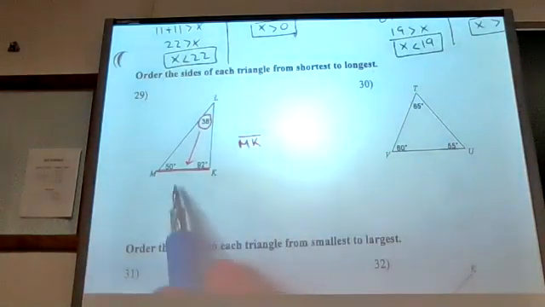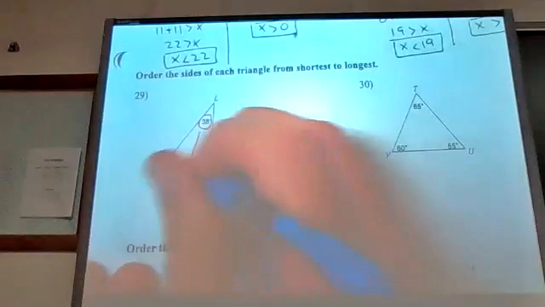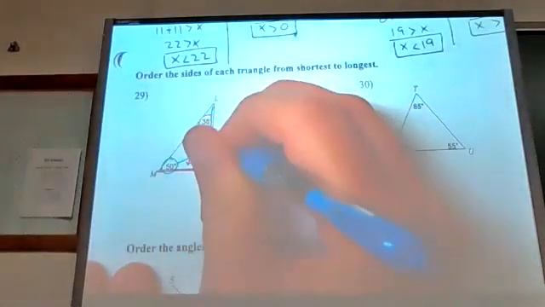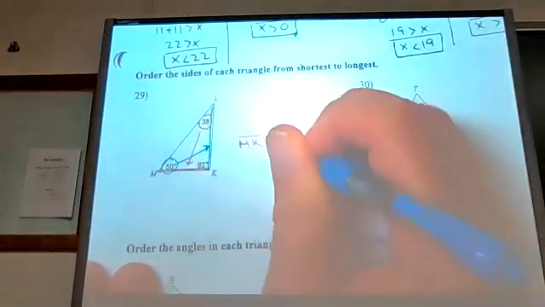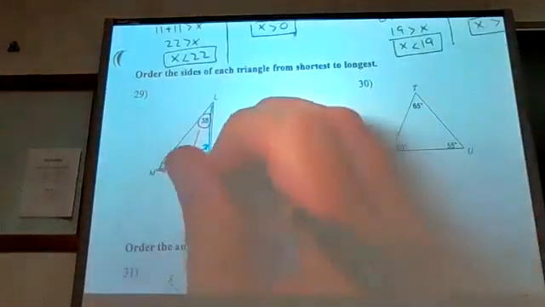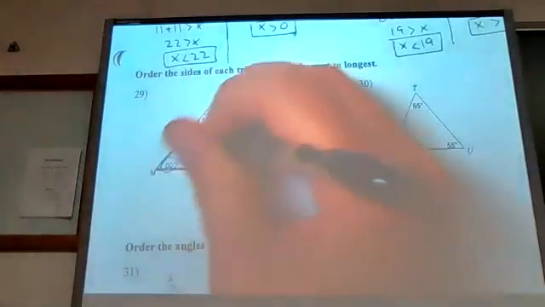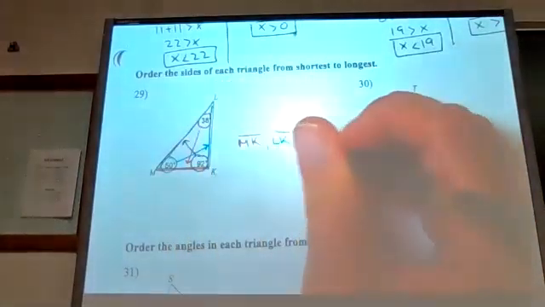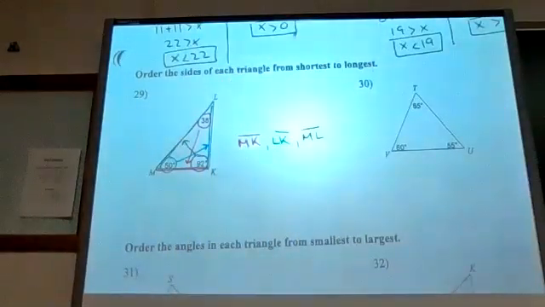My next largest angle is 50. Across from 50 is this side, LK. My largest angle is 92, and across from 92 is ML. Okay, so ordering my sides, given my angles, I'm just matching up smallest angle to shortest side, middle angle to middle length, largest angle to longest side, and it's going across.